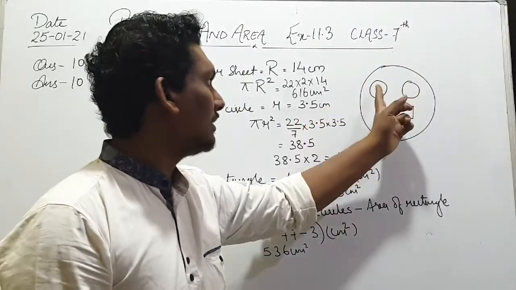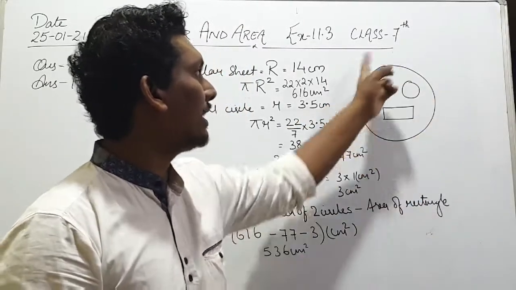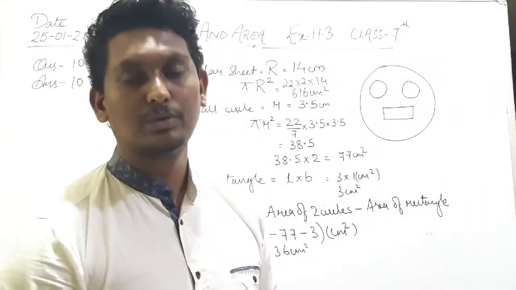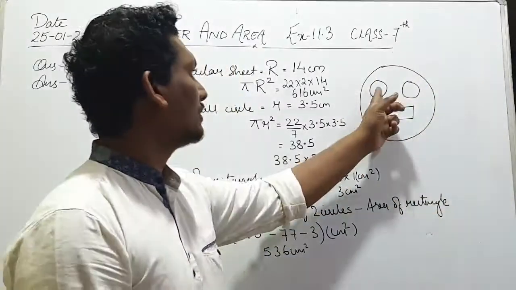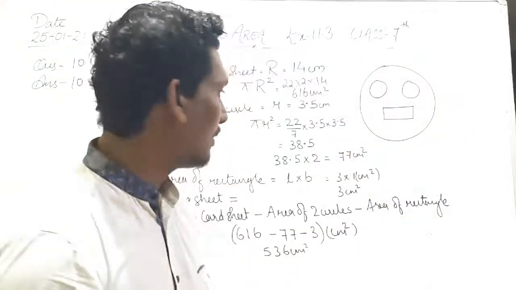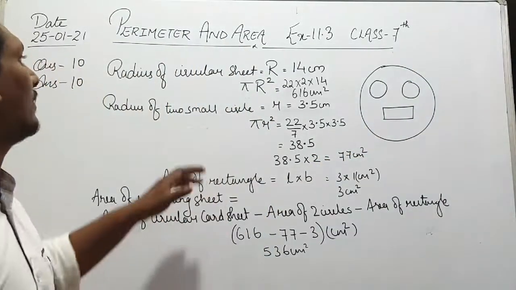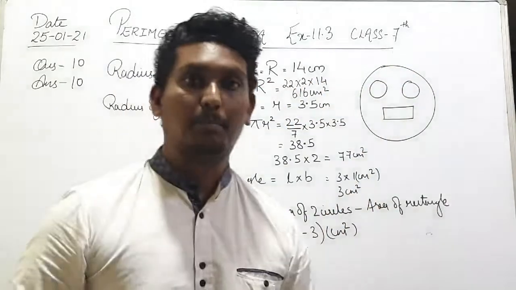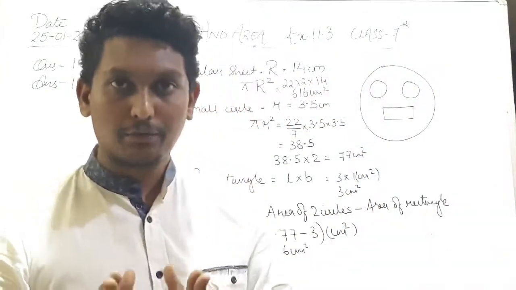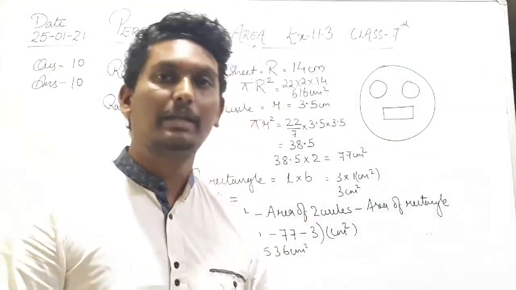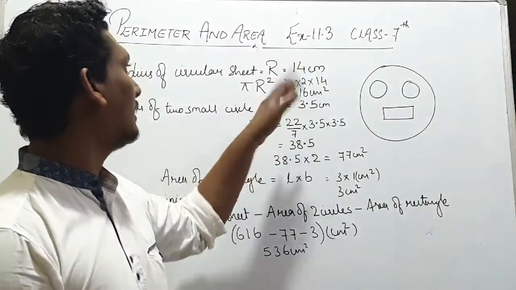Since we are having three circles here, the first one is the big one. For the big circle, you have to use the capital R, and for these two small circles, we are going to use small letter r. So first, the radius of the big circle is given, that is how much? 14 centimeter.